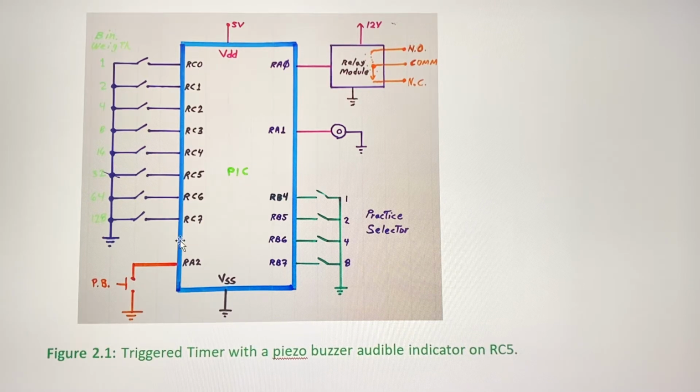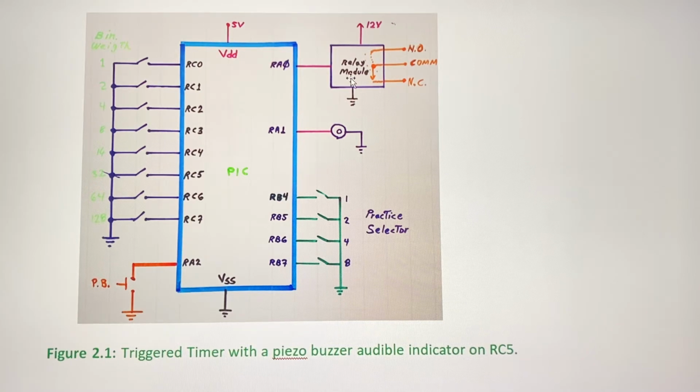The timer will be triggered by this push button, a normally open push button, connected to RA2. Notice that this push button doesn't have an external RC network for debouncing, but the debouncing will be a delay, 20 or 30 milliseconds, that we will add once it is triggered. We will not use the practice selector in this case.